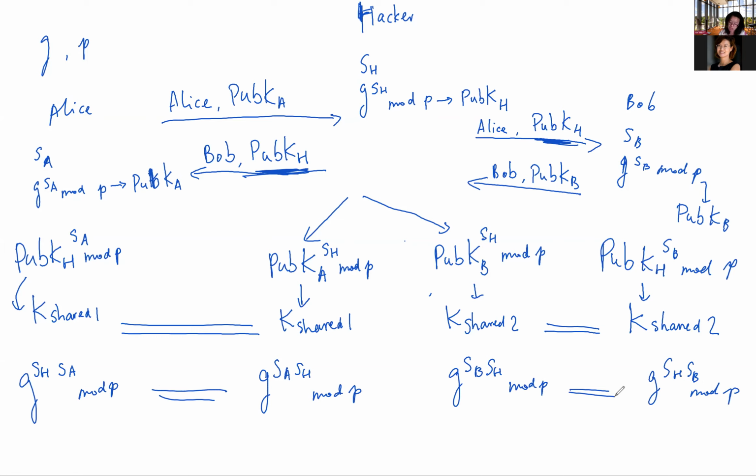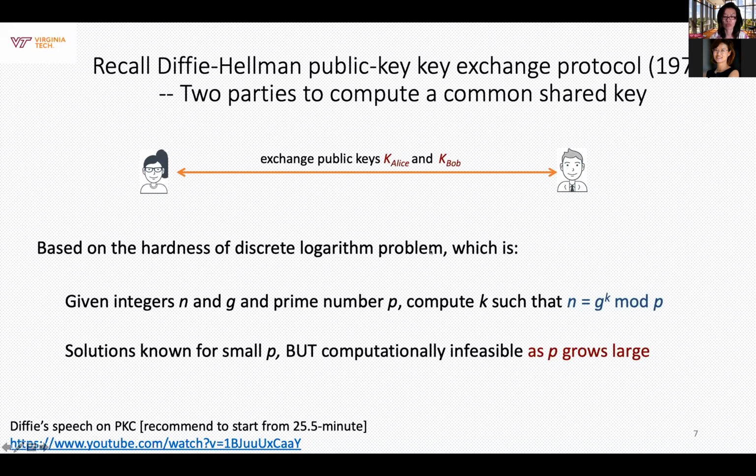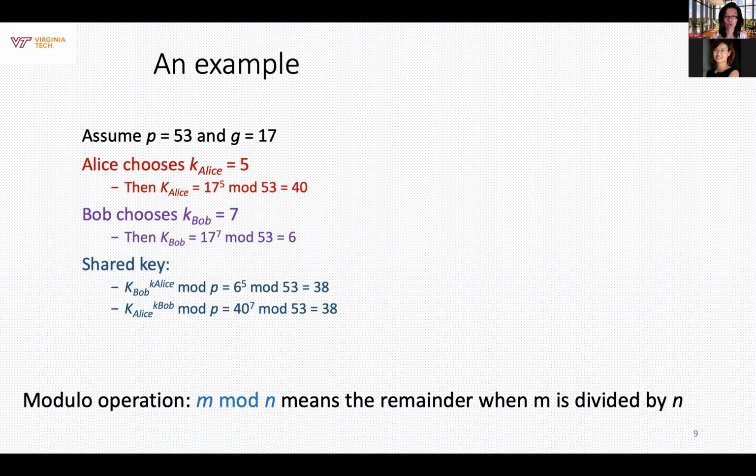So you can see that the hacker will be able to communicate with both of them, and she can relay the actual plain text, or she can modify and tamper with it. She can completely decrypt the communication because she used her own secret key, and so this is very bad. And we have some more details here.